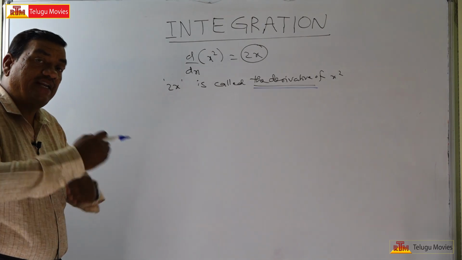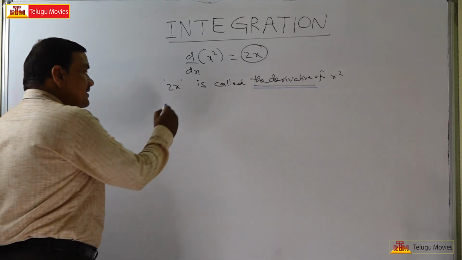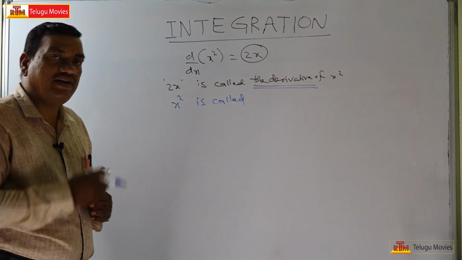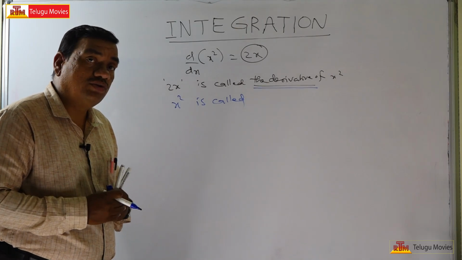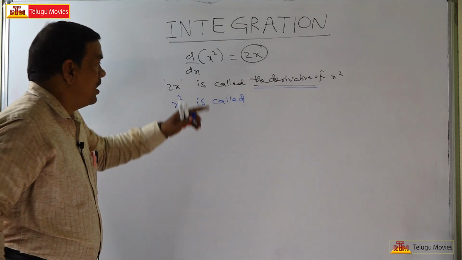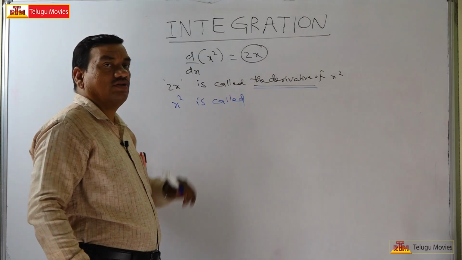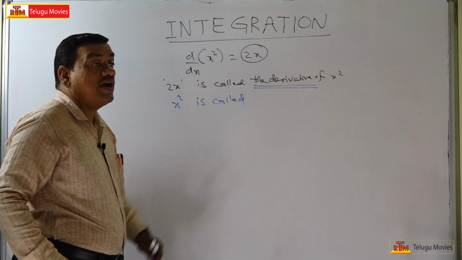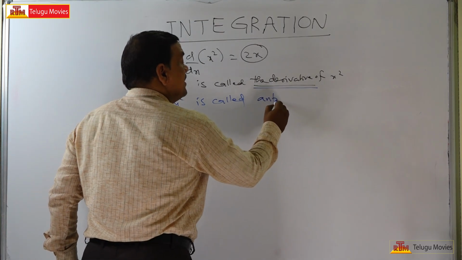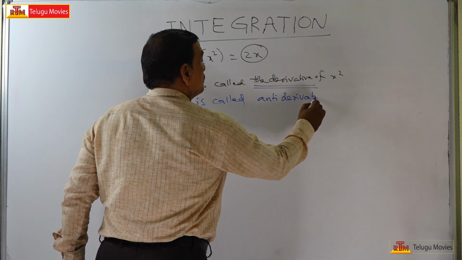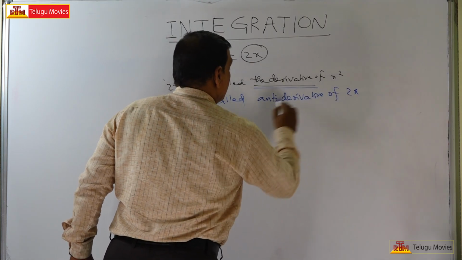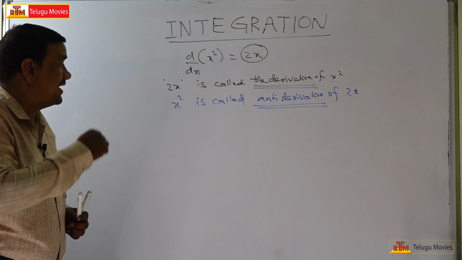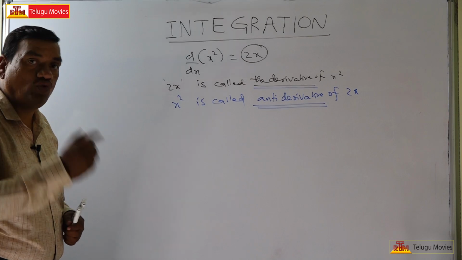If you speak in the reverse way, there should definitely be some terminology in the reverse also. Everybody knows that 2x is the derivative of x square, but what about x square? x square is called the antiderivative of 2x. This is important. If 2x is called the derivative of x square, then x square is called the antiderivative of 2x.